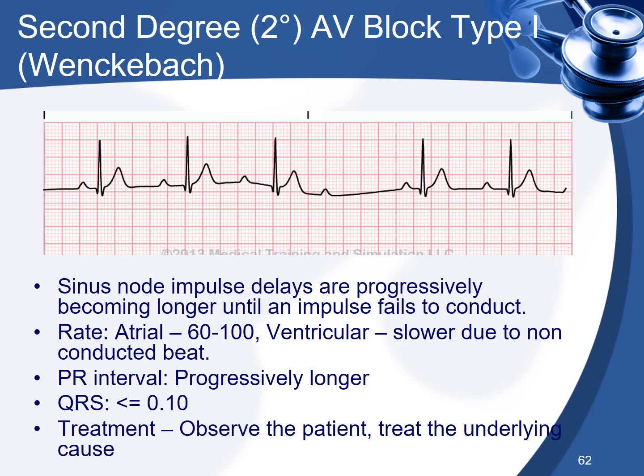We are going to start looking for underlying causes a lot quicker with this because this can go forward to second degree type 2 and third degree heart block very quickly. This is also due to ischemia, so we do have to figure out what's going on, give the patient oxygen, and try and fix the ischemia as soon as we can.